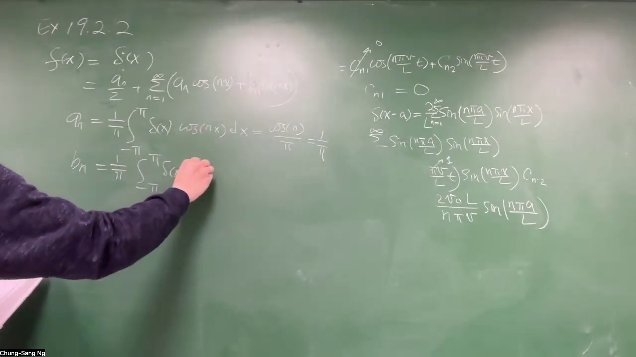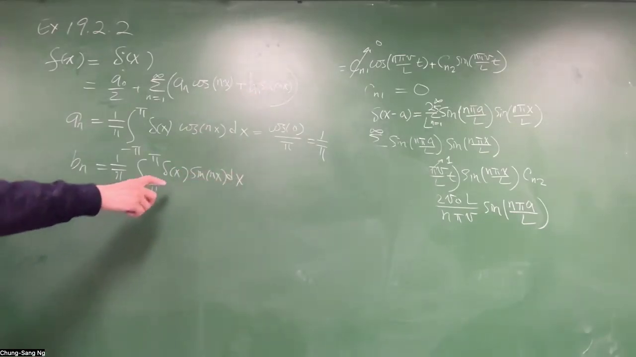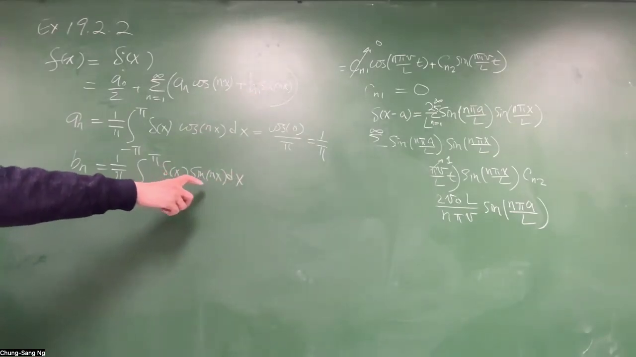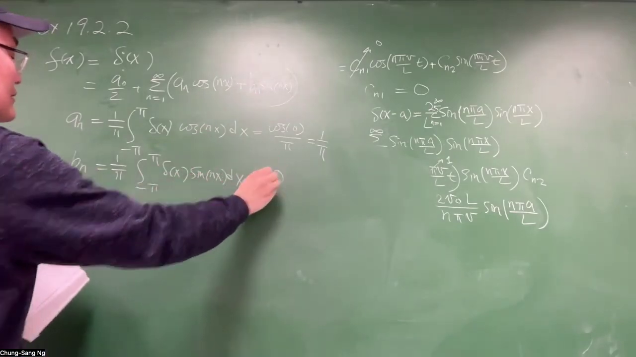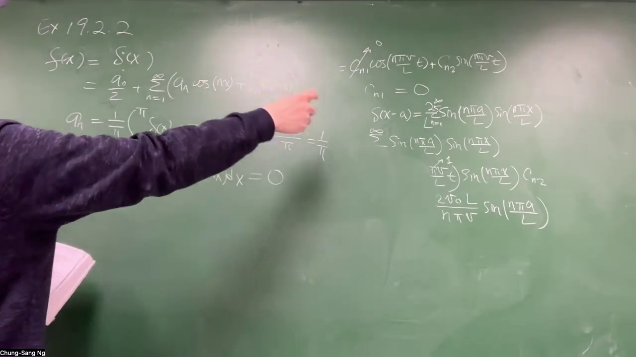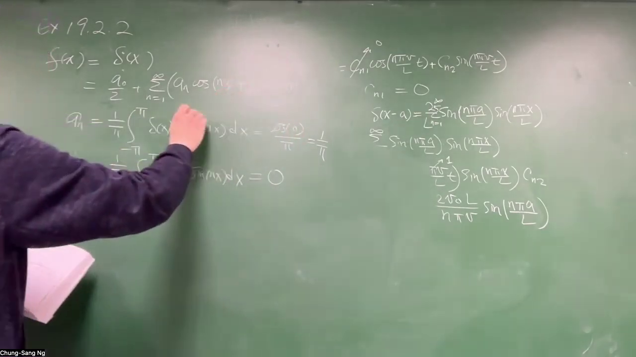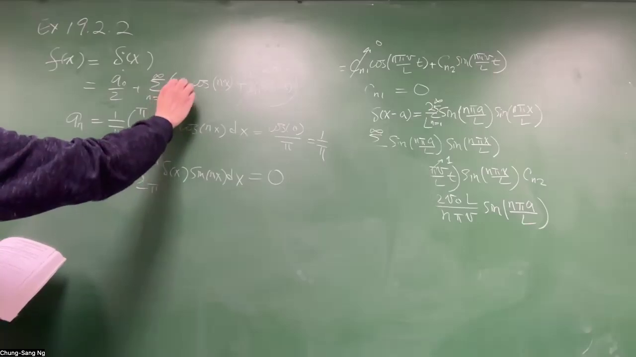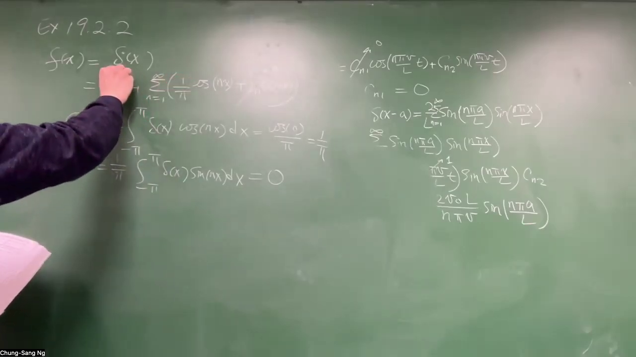And put in all the sine. That will give you 0 because at x equals 0, sine 0 is 0. All the b sub n are 0. Right? With that, you put it back to here. So basically you cancel all the b sub n, and a sub n becomes 1 over pi. A sub 0 is also 1 over pi.